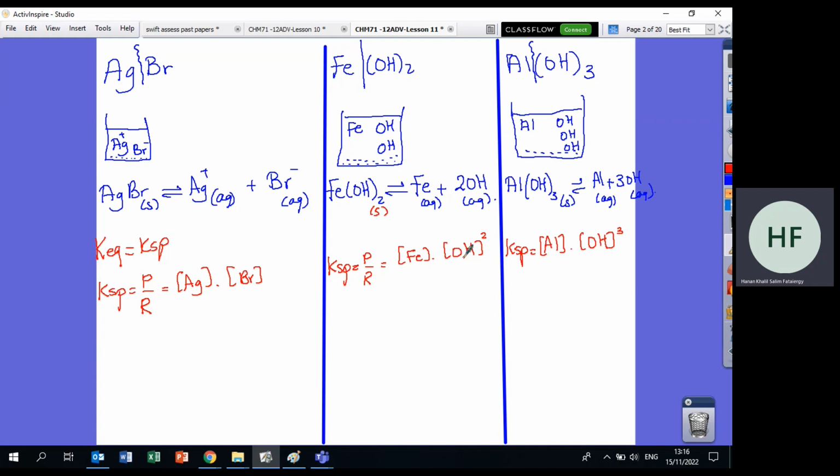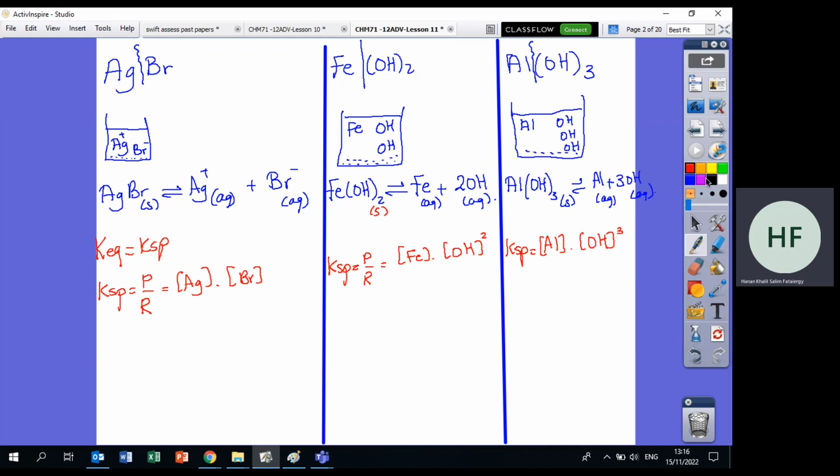Okay, notice that the Ksp expression is not always the same. Here it's Ag times Br. Here it's Fe times OH squared. Where did this 2 come from? It's from here. Here, Al times OH cubed. This 3 becomes a power because I have 3 OH.